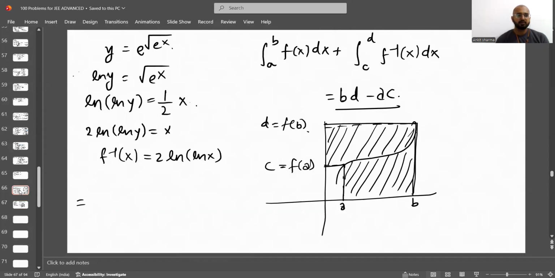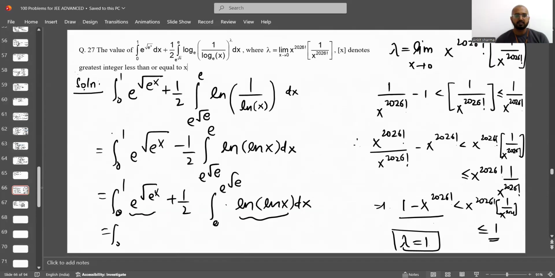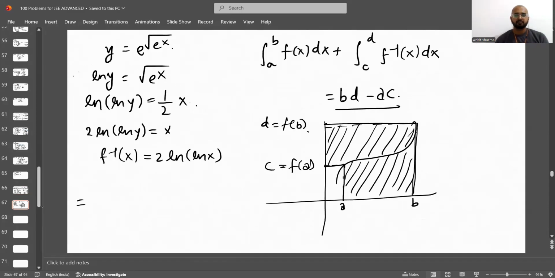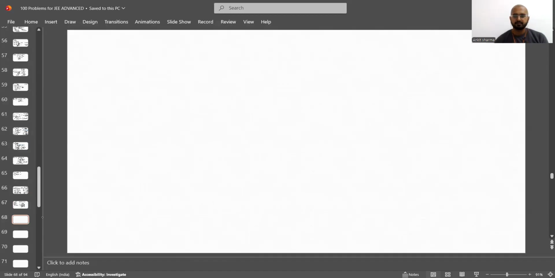So that means from here I'm going to have only integral 0 to 1 f of x dx, and this half will cancel that 2. So this will be e to e root e, f inverse. So I'm going to get only e to the power root of e. So the answer will be e to the power root of e. Yeah, we'll go for the next one.